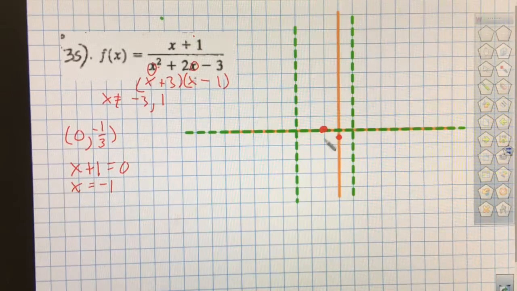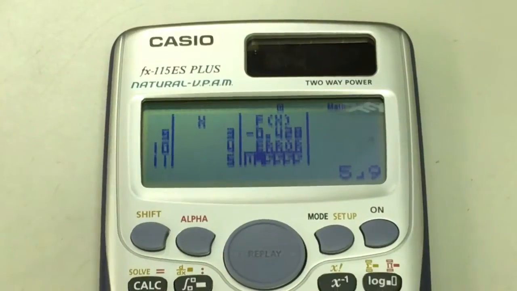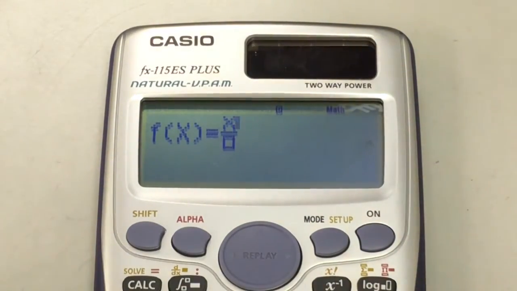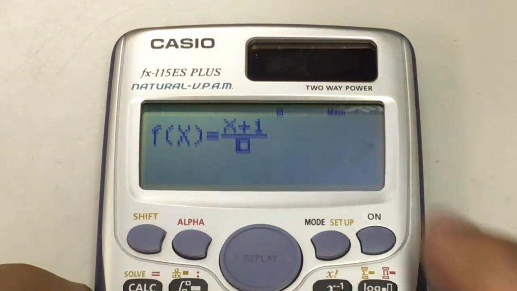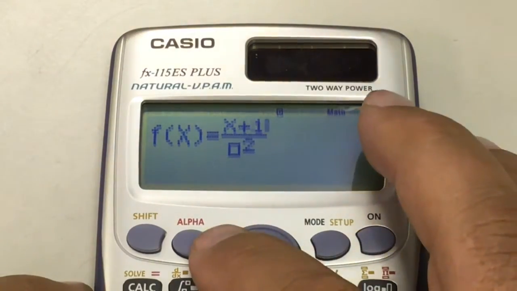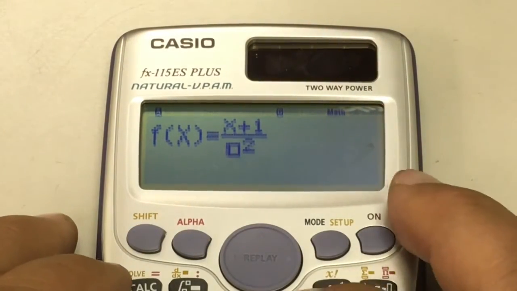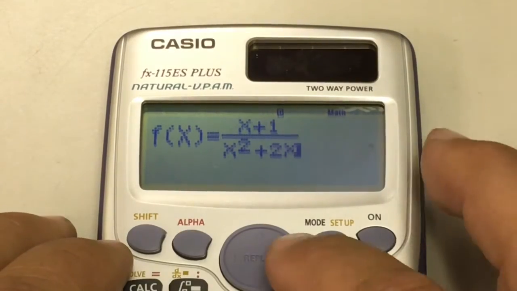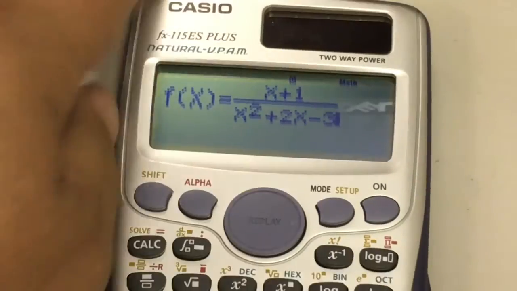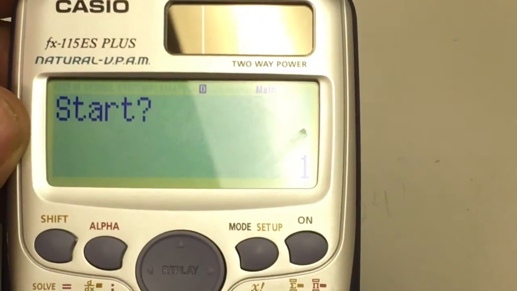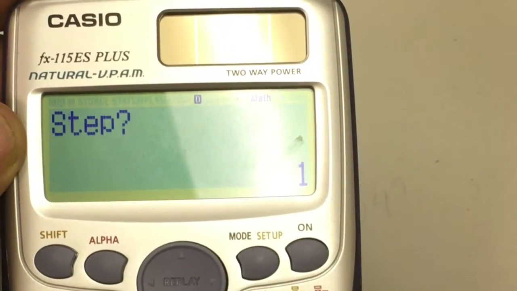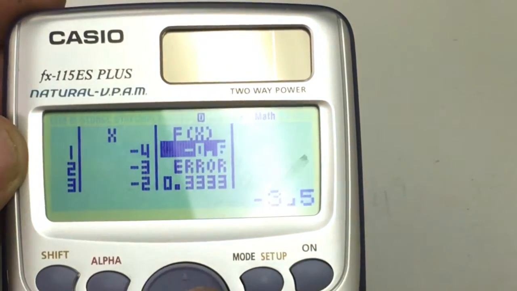Now I'm going to table it from negative 4 to 2. To table it, I'm going to hit mode 7 and type in the equation just like it looks. Fraction bar, alpha x plus 1, and then alpha x squared plus 2 alpha x minus 3. I'm going to start at negative 4, and I'm going to end at 2. I can just plug these in individually, but this is going to give me all the answers in a hurry. So those are all my values.